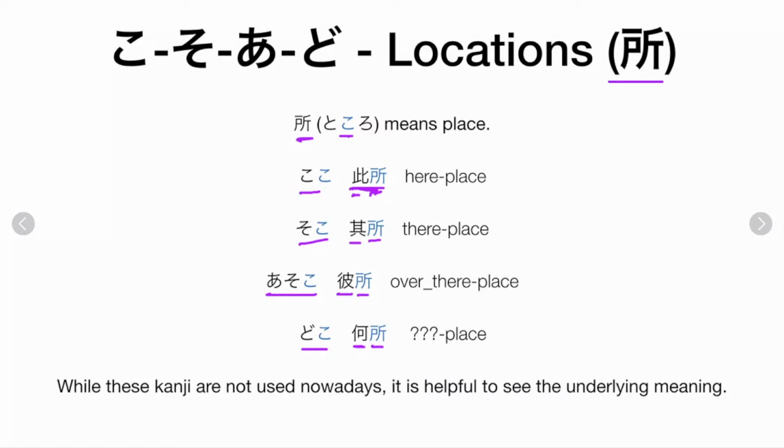No one really uses these kanji, so you don't have to know them. But I just like to point out that this is the origin of the koso ado pattern, and then how those modify the places, and therefore where these names come from.